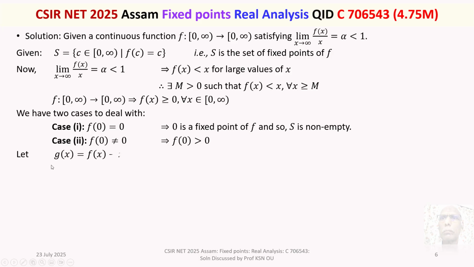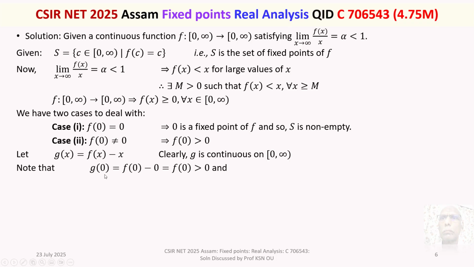Right. Now let g of x is equal to f of x minus x. Clearly, g is continuous on the interval. Why? f of x is continuous, x is always continuous. The difference of two continuous functions is again continuous. Note that g of 0 is equal to f of 0 minus 0. That will be f of 0. But f of 0 is greater than 0. We are dealing with case 2. And for x greater than or equal to m, in particular for x equal to m, f of m is less than m. And thereby f of m minus m will be negative.